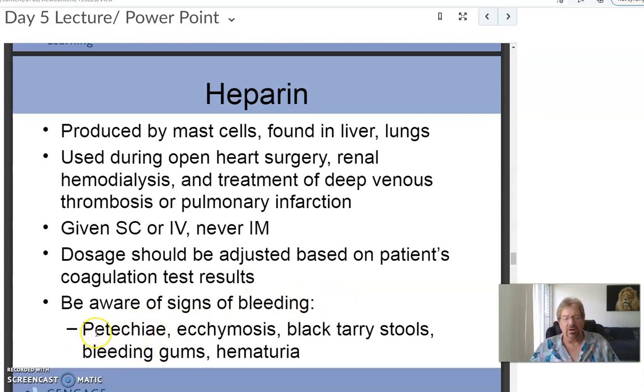Petechiae are little pinpoint dot hemorrhages. Ecchymosis is the medical word for bruising. Black tarry stools. Why? You've got bleeding in the stomach going on, and that's a sign of that. Bleeding gums, blood in the urine, hematuria.